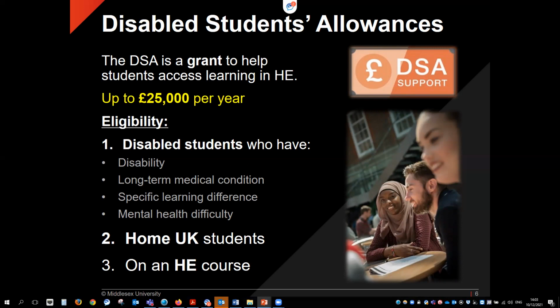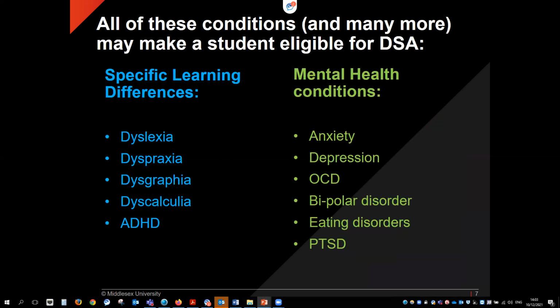In that case, the student will have to talk to the university, because the university will be able to advise them how else support can be accessed. But the DSA can fund up to £25,000 a year for any student, part-time, full-time, or students on undergraduate and postgraduate courses. So let's have a look now at what conditions would make a student eligible for the DSA.